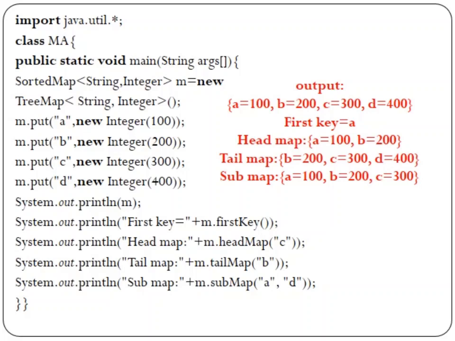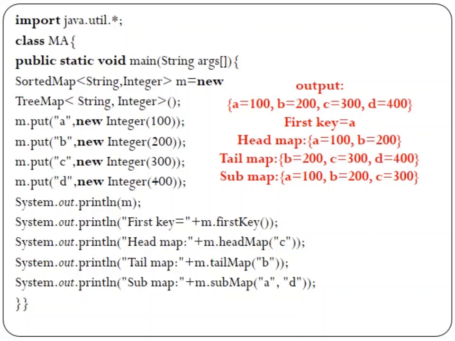Then head map of C. The head map is a method which is going to return all the values below the specified key. Okay, A, B, C and D. These are the 4 keys. Now making use of head map of C, the values which are before the key are retrieved. That is my use of head map. So here I am getting the head map A and B.